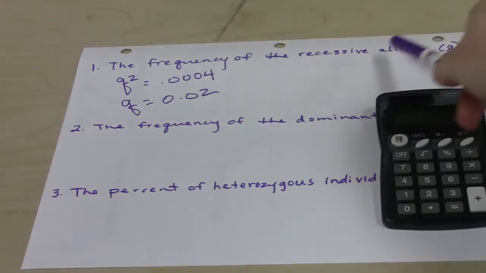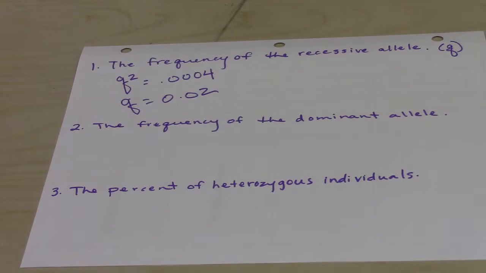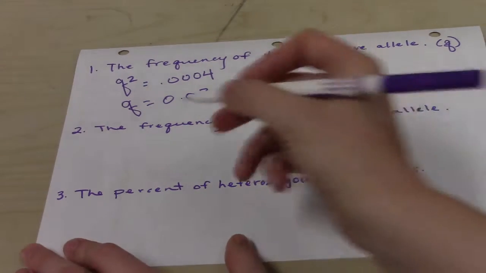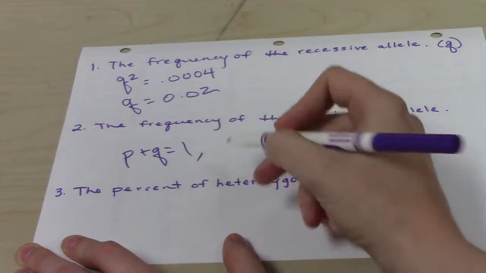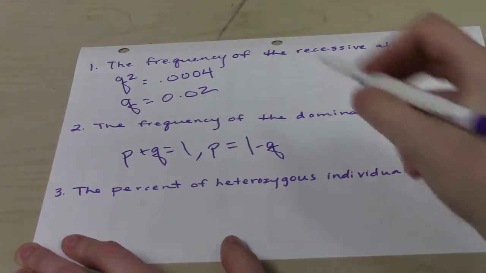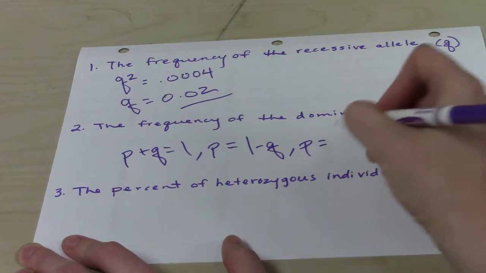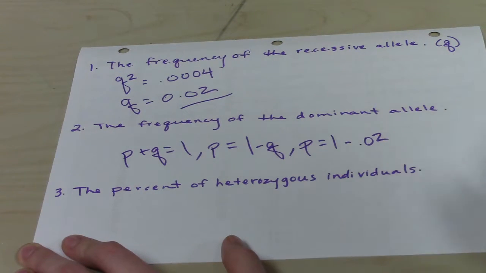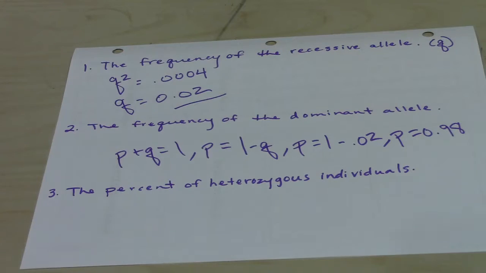So I've found the frequency of the recessive allele, q. It's 0.02. All right, and then it wants us to find the frequency of the dominant allele. If we know that p plus q equals 1, we can rearrange that to say that p equals 1 minus q, and we know q right here. So p equals 1 minus 0.02, which means that p equals 0.98. And that makes sense because 0.98 and 0.02 equal 1 when we add them together.